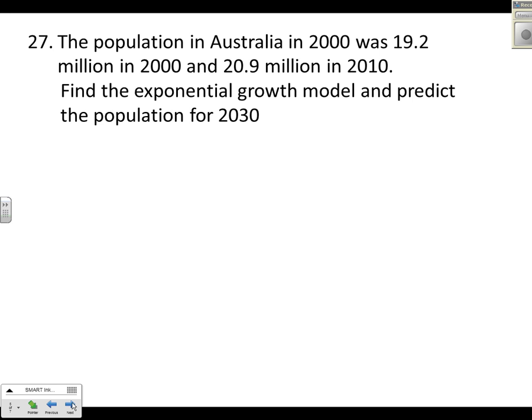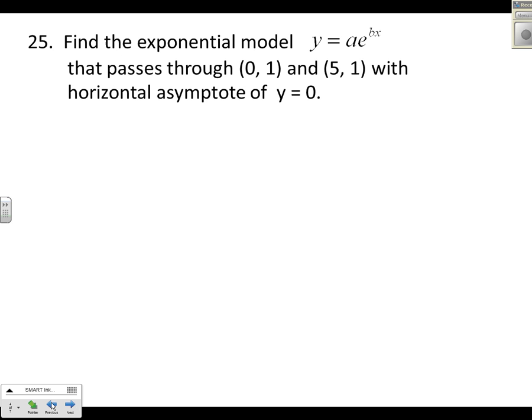I think I skipped one here. Let's try that again. I did skip one. Okay, this is virtually the exact same problem.